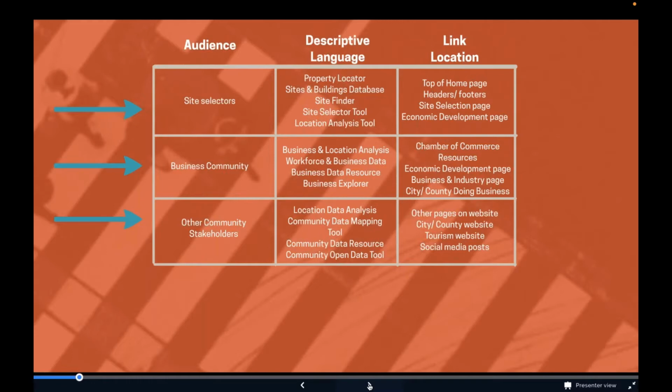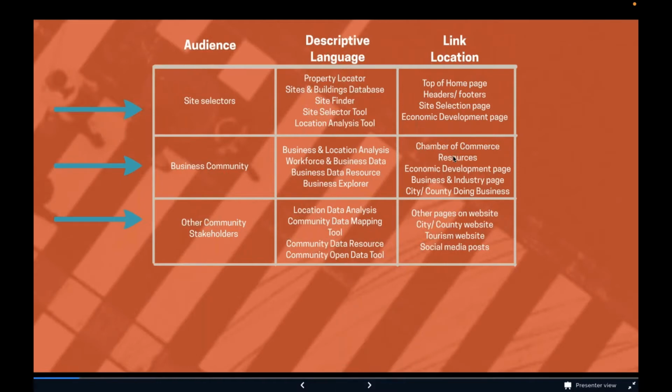So you can also have links to the right reports within your data tools, but use language that the business folks are going to look for. Business and location analysis, workforce and business data resource, business explorer. These are still links to, let's say, the Zoom Prospector tool, but you're linking them into another part of the tool. And I'll show you how to do that afterwards. So that's, again, thinking about what their journey is and how wonderful it would be to support them with all that data that's already in there.